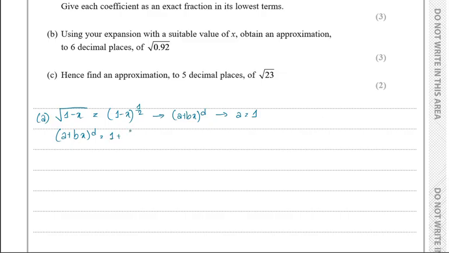So it would be 1 plus d multiplied by bx, plus d multiplied by (d minus 1) divided by 2 multiplied by 1, multiplied by bx squared, plus d multiplied by (d minus 1) multiplied by (d minus 2) divided by 3 multiplied by 2 multiplied by 1, multiplied by bx cubed.